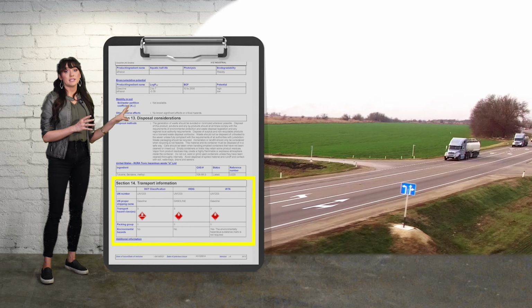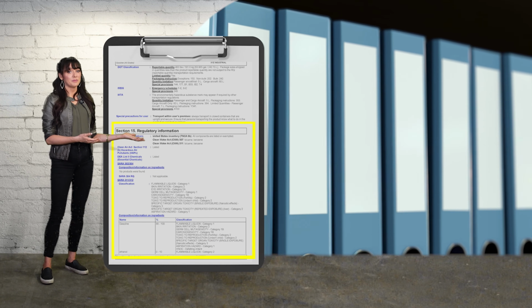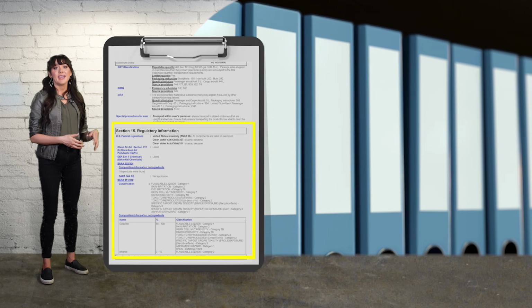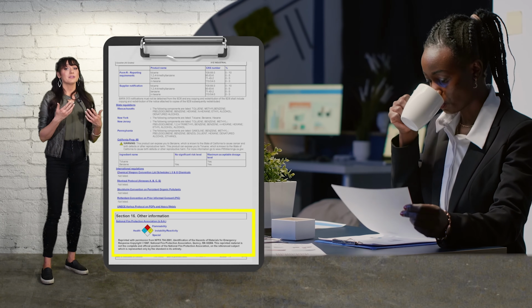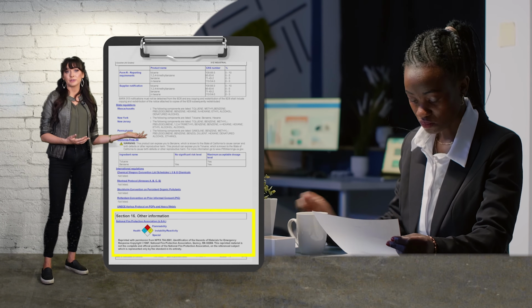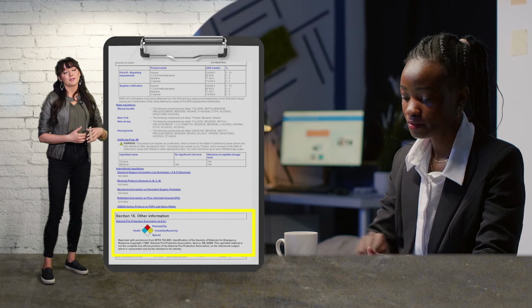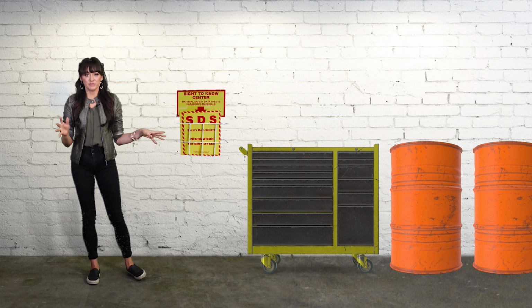Section 14 is Transportation Information. Section 15 is Regulatory Information and will tell you about any relevant regulations to the substance. And Section 16 is just any additional information the manufacturer chooses to include. This could include something like the date of preparation or the batch number. Whew, that is a lot of information in one information packet.